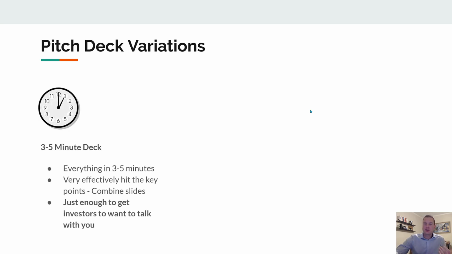The first one is the 3 to 5 minute deck. These are all going to have the same components, but with the 3 to 5 minute deck, you can only hit on the big stuff, and hit on it really quickly. This is a very hard presentation to do because you know so much about your business and you're very passionate, but you've got to give the investors just enough interest to get them to want to come talk with you.